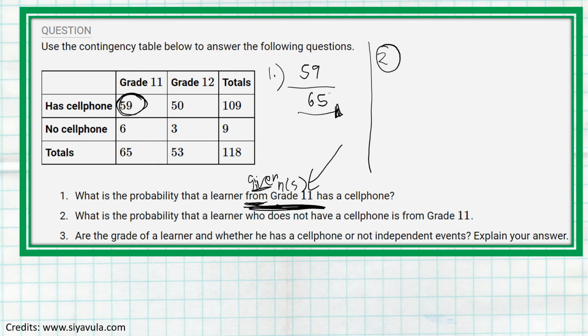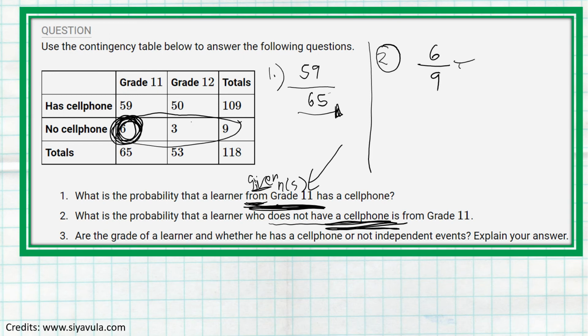So what is the total number of sample space here? It's all learners who do not have cell phones. Be very careful with that. All learners who do not have cell phones will form our total sample space, because they said, what is the probability that a learner who does not have a cell phone? How many learners do not have a cell phone? But from those learners, we want the probability that the learner will be from grade 11. How many of them are there in grade 11 who do not have a cell phone? It's 6, out of how many who do not have cell phones? Out of 9.